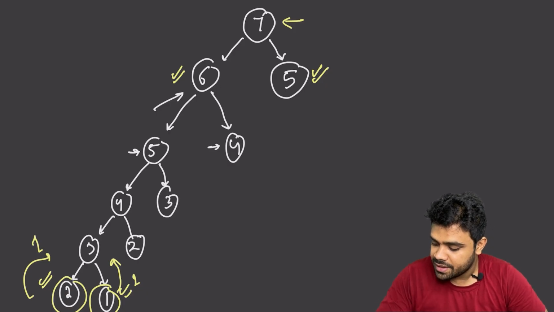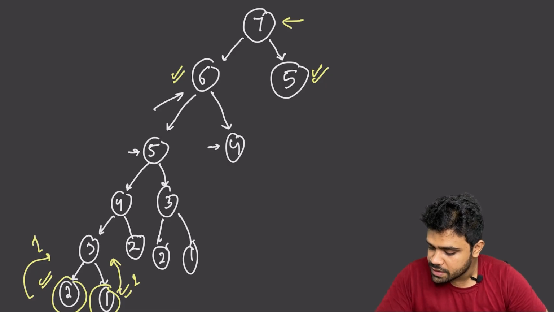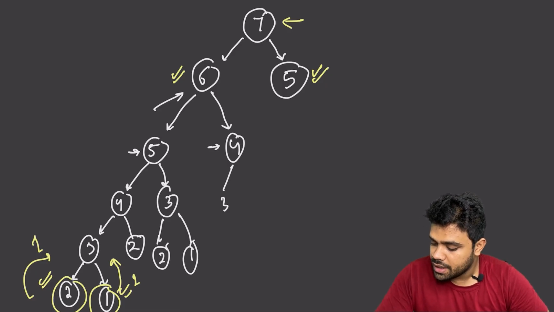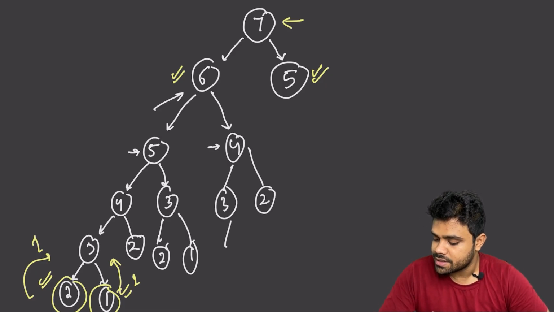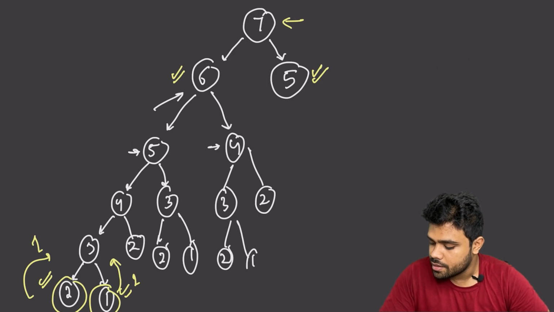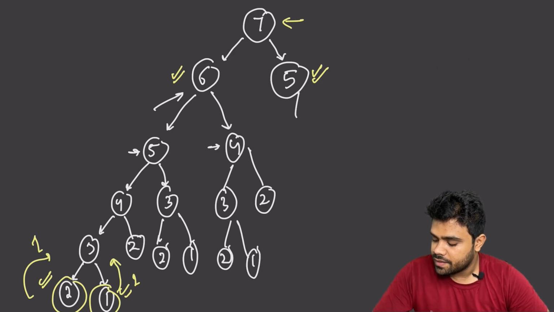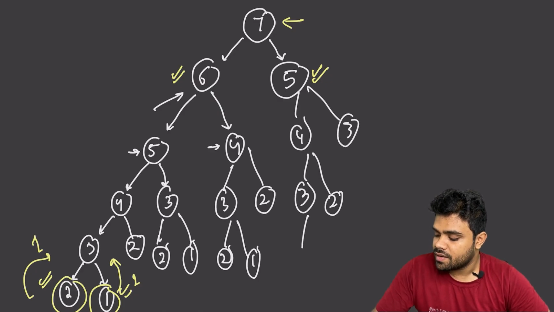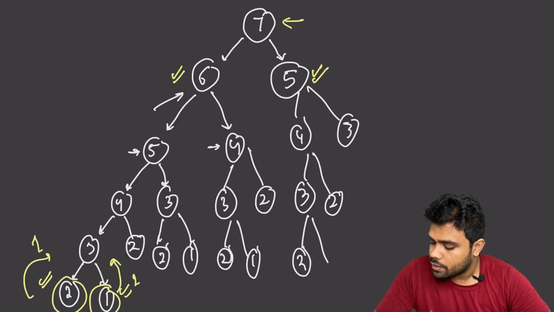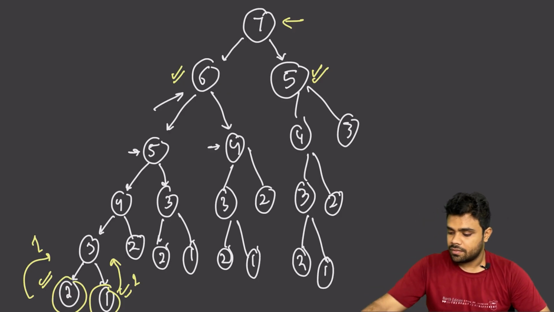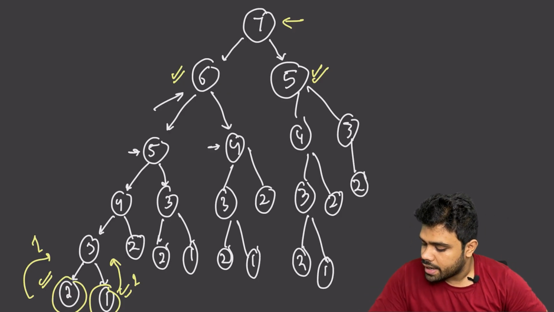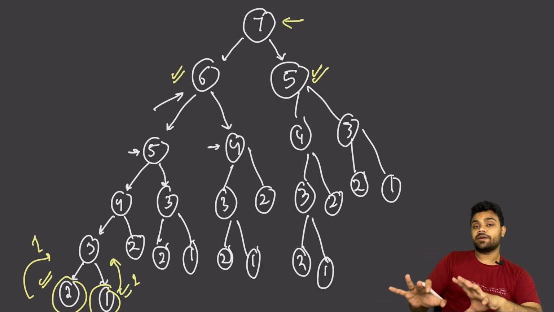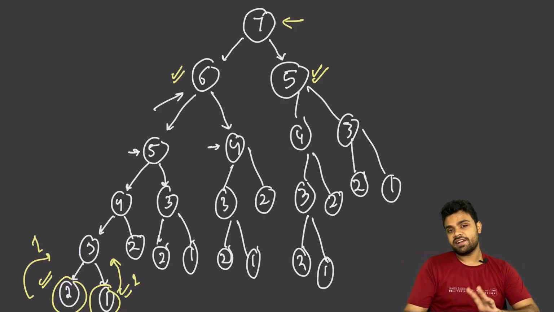To calculate this 3, we need to make a call to 2 and 1 again. To calculate this 4, we need to make a call to 3 and 2. To calculate this 3 again, 2 and 1. To calculate this 5, we need to make a call to 4 and 3. To calculate this 4, a call to 3 and 2. To calculate this 3, a call to 2 and 1. Here's one more 3, so 2 and 1. So this will be the recursion tree.